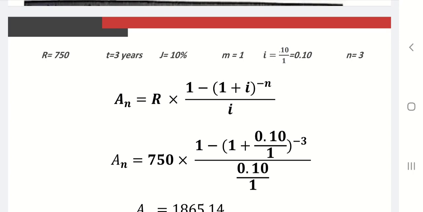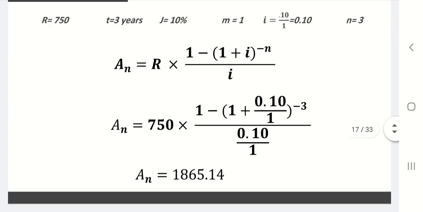By substituting for R equals 750, T equals 3 years, the total time equals 3 years, and the nominal rate 10%, M equal 1, and I equal 10%, and N will be equal to 3. The present value for the ordinary annuity equals 1865.14.